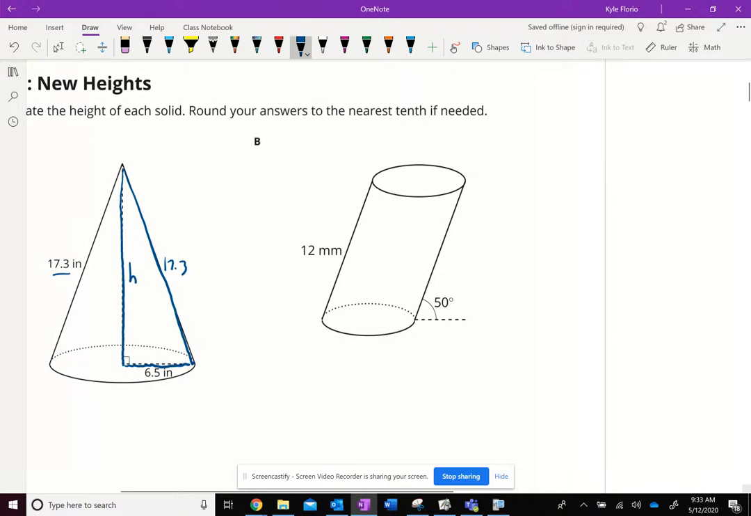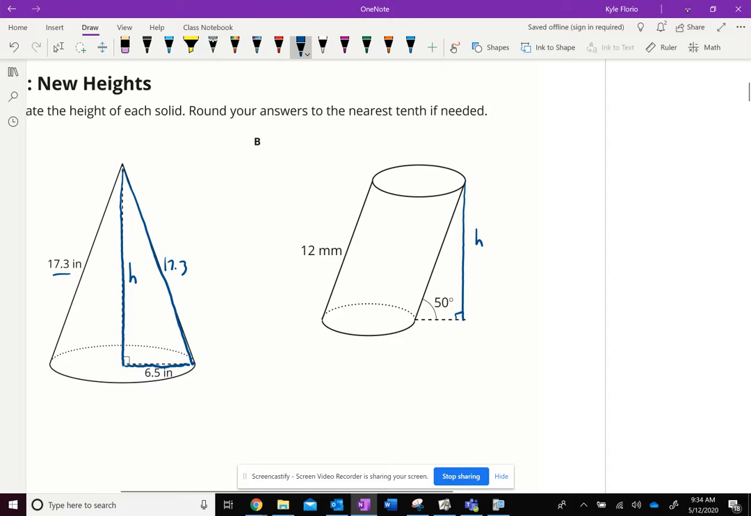For part B, we need to find the height. And remember, the height's from the top of this perpendicular down to the base. So I need to find the distance from the top straight down. So whatever that would look like, I need to go straight down. I'm going to draw it right here. So it's got to go straight down to the base, and we need to make a 90-degree angle with the base. So that would be the height of this shape right here. That's what I'm trying to find.